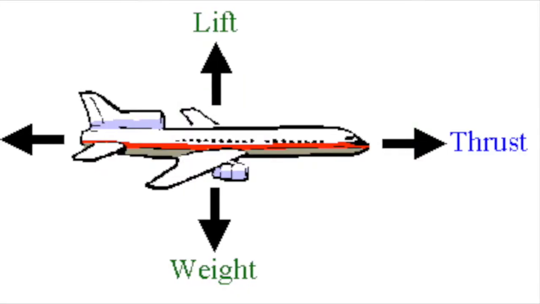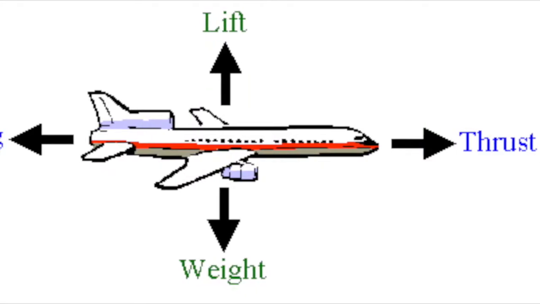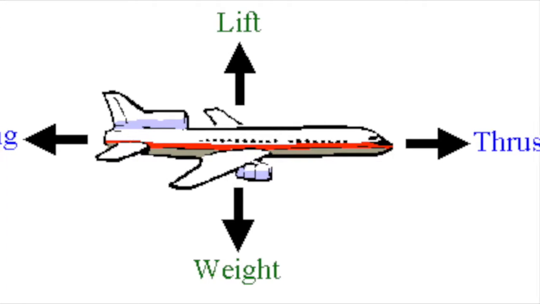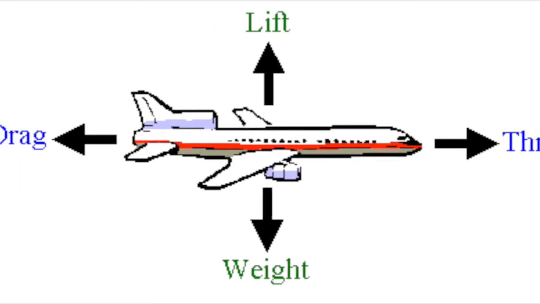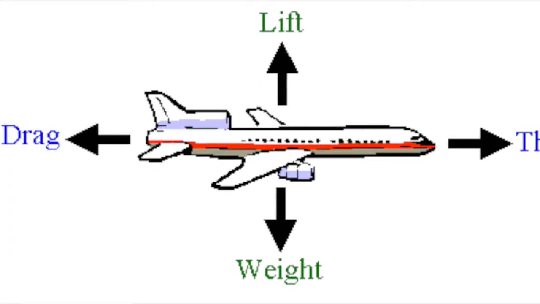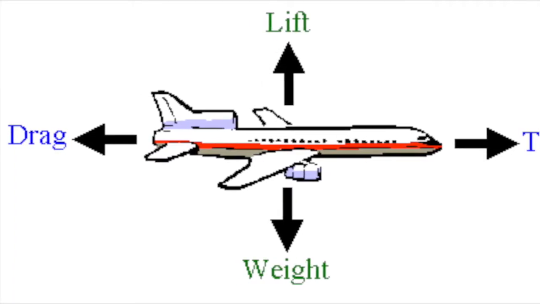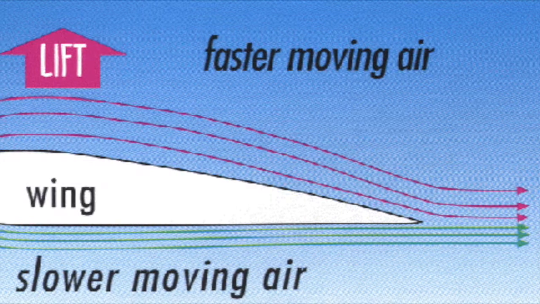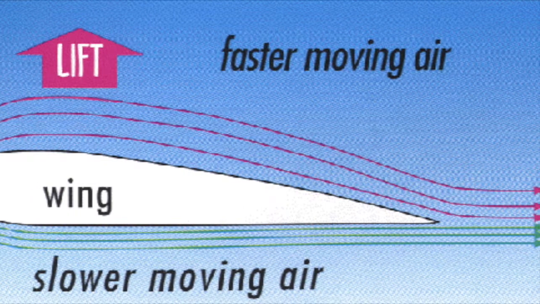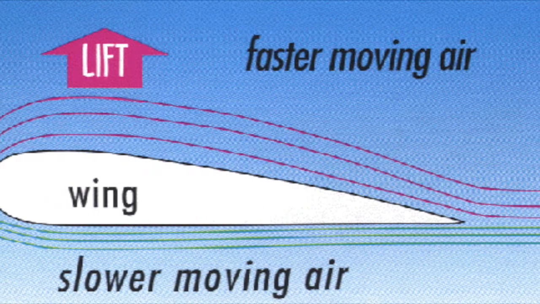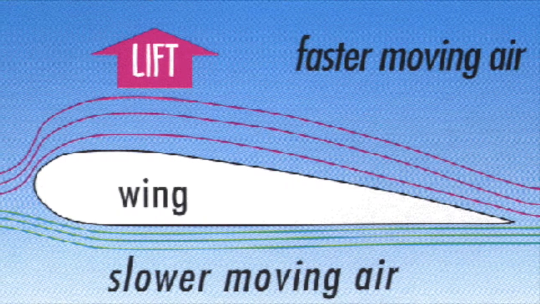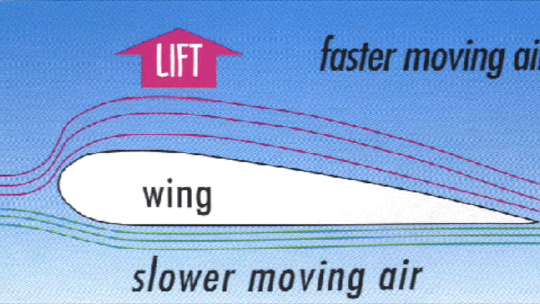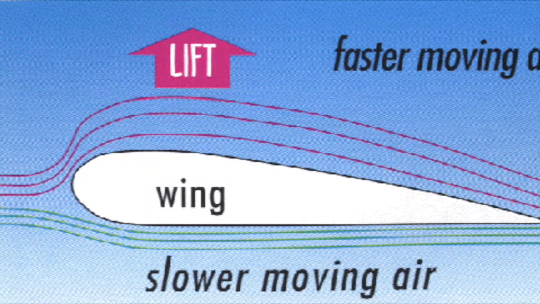Flight has 4 forces: lift, weight, thrust, and drag. Lift and thrust are 2 things that must happen for the plane to get off the ground. Weight and drag happen naturally with gravity. Lift is created by wind traveling over the wings, creating a difference in pressure on top and bottom of the wing. These pressures try to equalize, and therefore create lift.